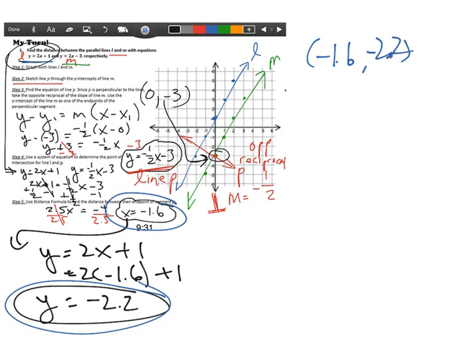And what does this mean? What does this pair even do for us? Well, basically what this is telling us is that the point of intersection, this being right here, is right there. So we have basically negative 1.6 comma negative 2.2. That's that point. So we have algebraically solved for it.